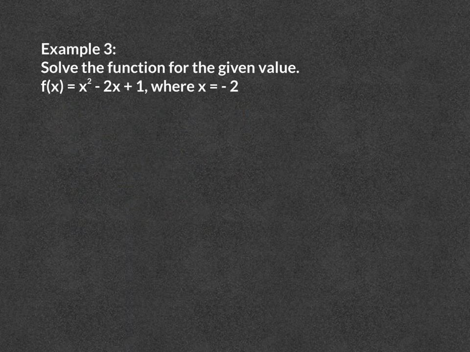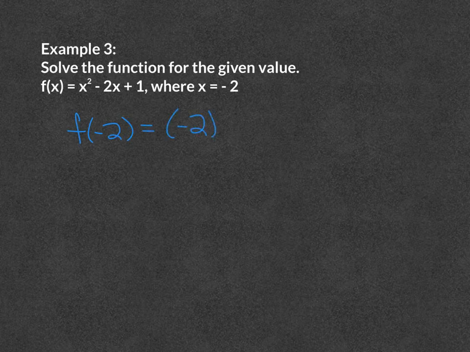Example number 3. Solve the function for the given value. F of x equals x squared minus 2x plus 1, where x equals negative 2. So wherever there's an x, I'm going to replace it with the negative 2. So I have f of negative 2 equals negative 2 squared minus 2 times negative 2 plus 1.